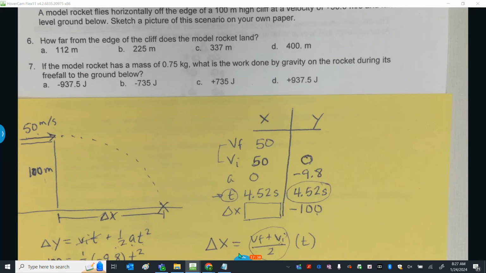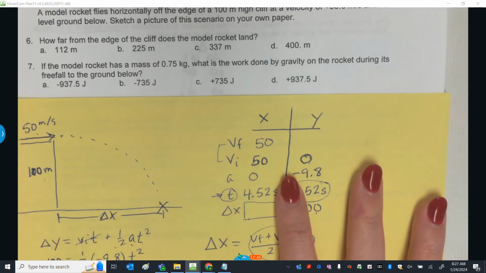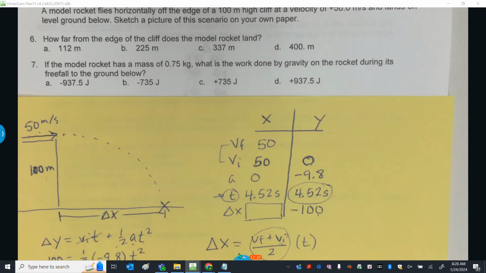Number 7 was one of the most missed questions. In this class, it was the most missed question. So let's talk about what the answer is and why. By the way, number 6 y'all did great on, only one person missed it. But number 7 says, if the model rocket has a mass of 0.75 kilograms, what is the work done by gravity on the rocket during its free fall to the ground below?